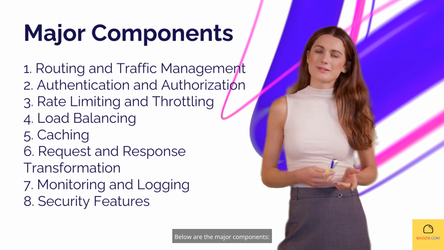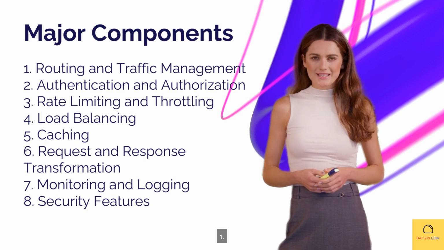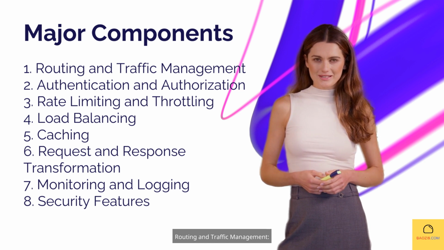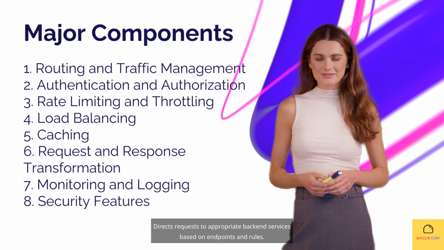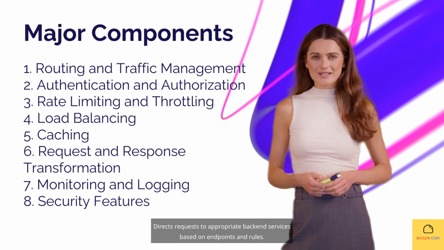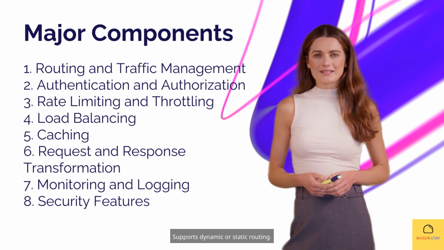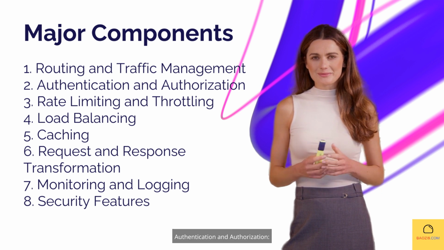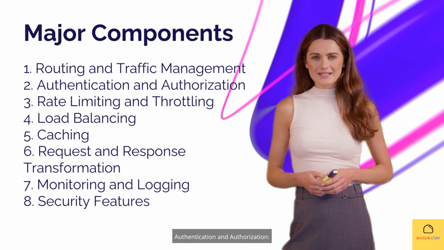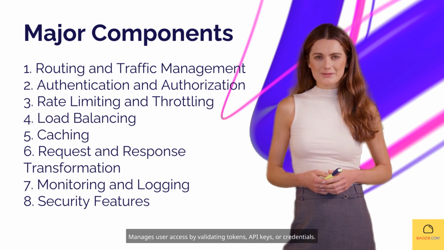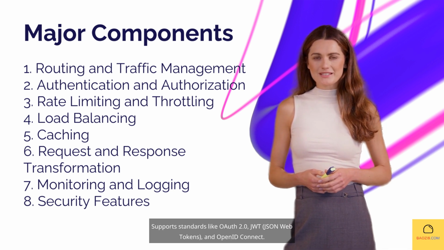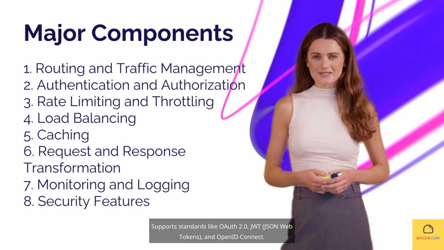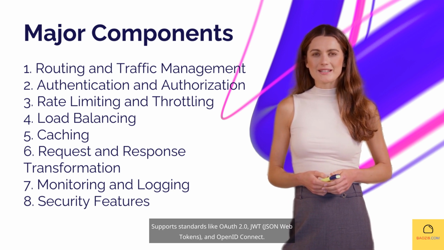Below are the major components. 1. Routing and traffic management. Directs requests to appropriate backend services based on endpoints and rules. Supports dynamic or static routing. 2. Authentication and authorization. Manages user access by validating tokens, API keys, or credentials. Supports standards like OAuth 2.0, JWT (JSON Web Tokens), and OpenID Connect.